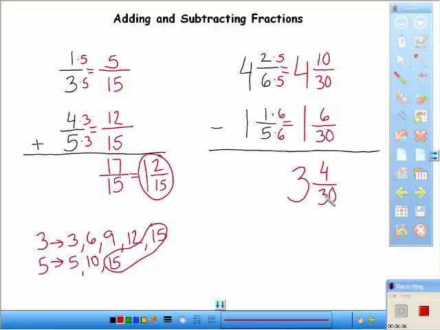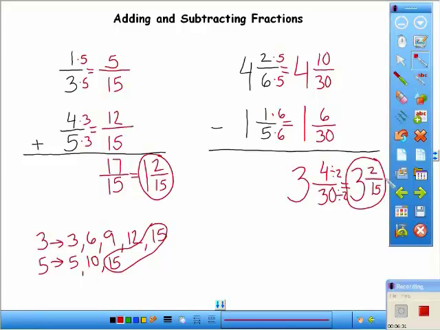And would this be my answer? Not yet, because this fraction is reducible. These numbers can both be divided by what? They're both even, which means they can both be divided by 2. So my answer would be 3, 4 divided by 2 is 2, 30 divided by 2 is 15. So there is my reduced answer.